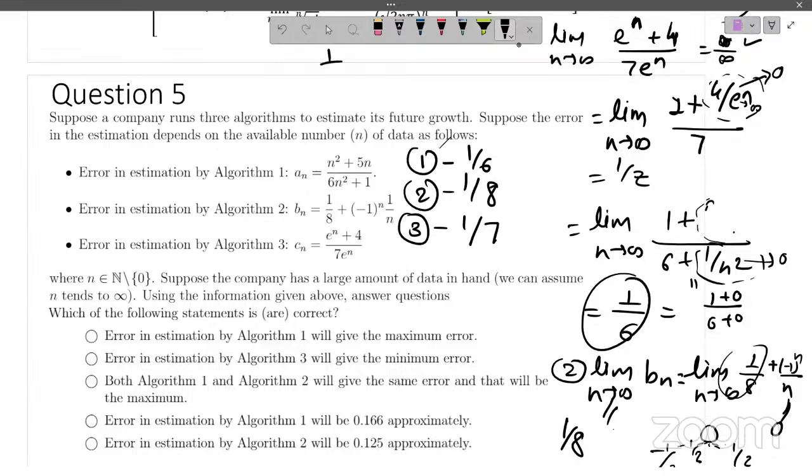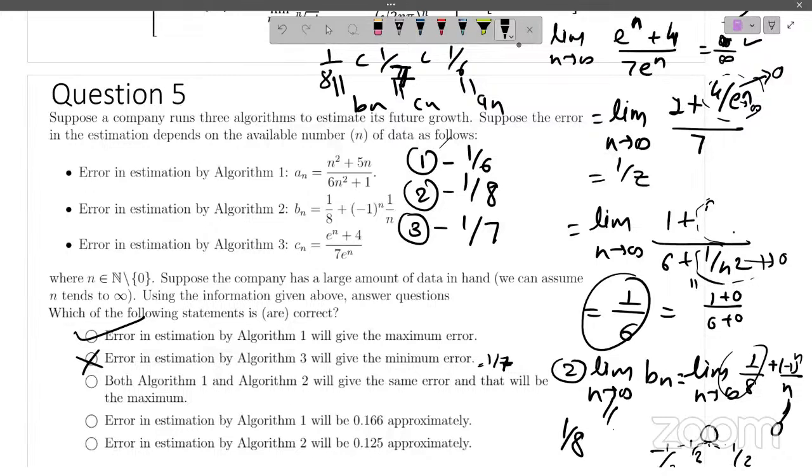Now you know that 1 by 8 is less than 1 by 7 is less than 1 by 6. And this is the error estimation for Bn, error estimation for Cn, and this is the error estimation for An. So what are our options? Error estimation by algorithm 1 will give the maximum error. Correct, 1 by 6 is the maximum quantity, so this option is correct. Error in estimation by algorithm 3 will give the minimum error. No, the error by algorithm 3 is given by 1 by 7, which is not the minimum. Minimum is 1 by 8. So that's why this option is not true.